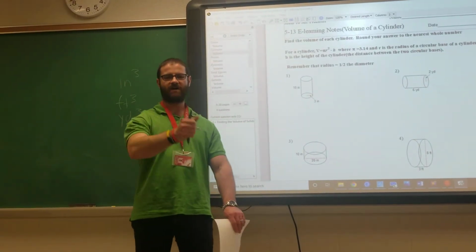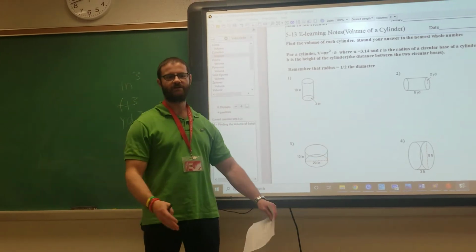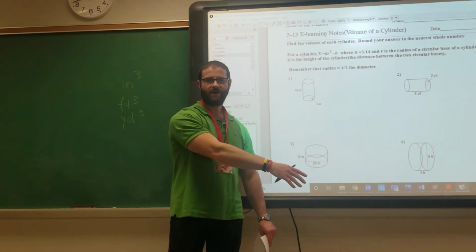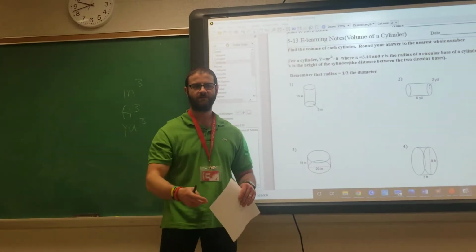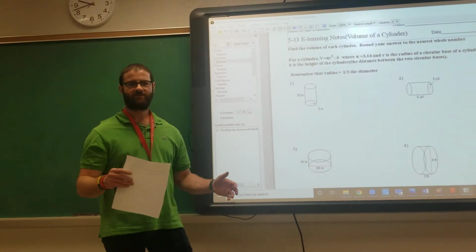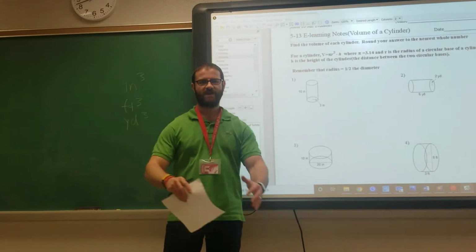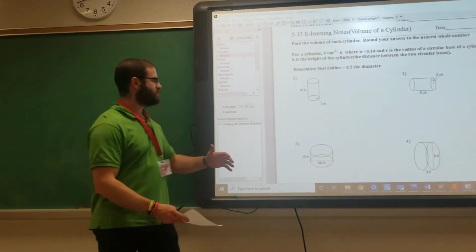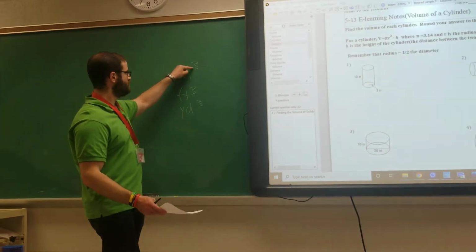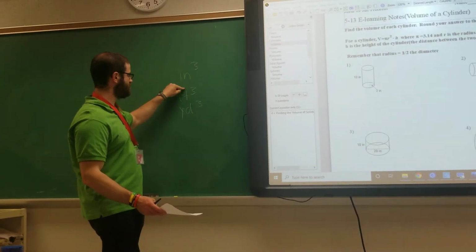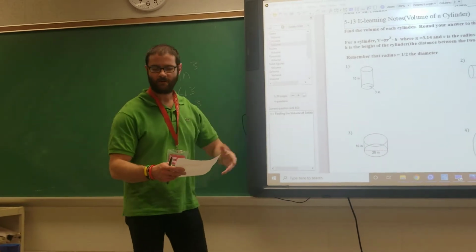So we're continuing with volume, three-dimensional figures. Yesterday, remember, we did volume of cones. Today we're going to look at the volume of a cylinder, another three-dimensional figure. Again, we're finding how much space is inside. Remember, our units are still cubic units, to the third power, so inches cubed, feet cubed, yards cubed, etc.